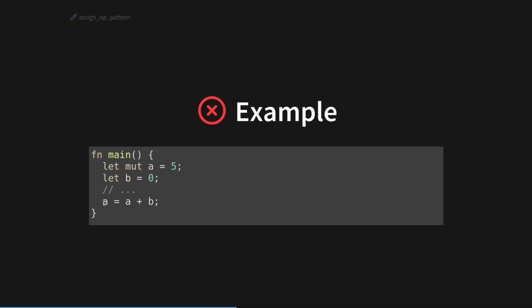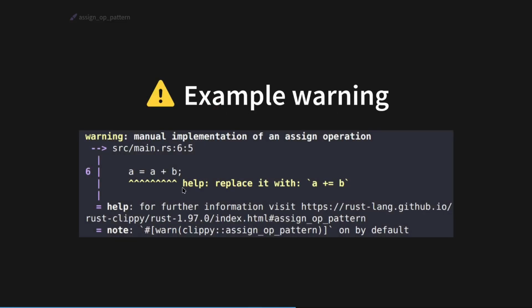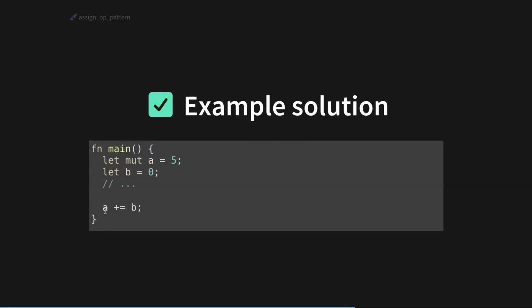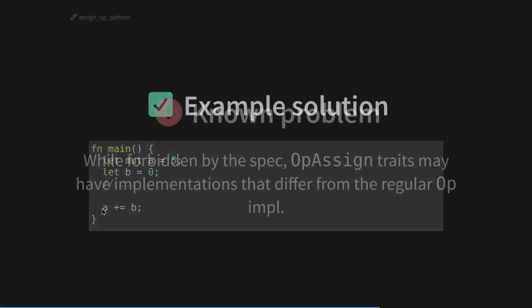However, there's a more idiomatic way of setting the new value of a. Instead of a equals a plus b, we get a warning suggesting to use a plus equals b. So in this case, we'll simply replace a equals a plus b with a plus equals b.